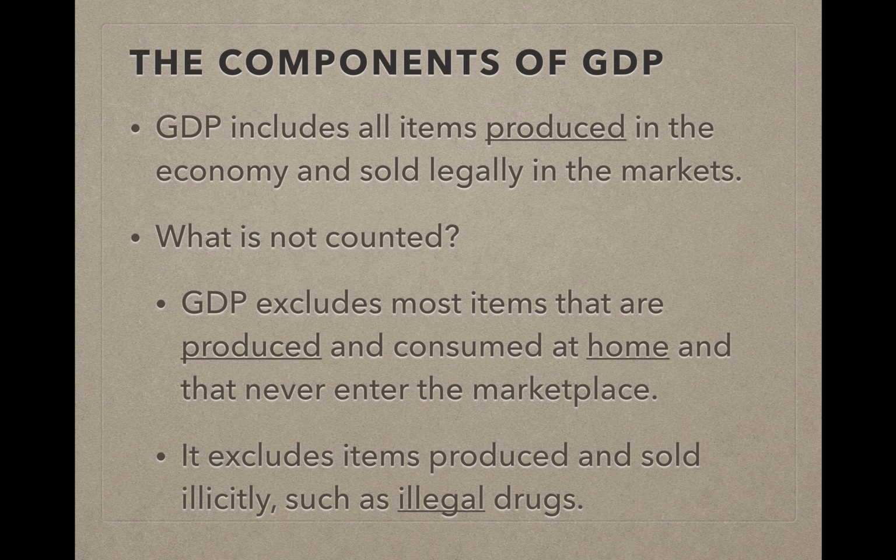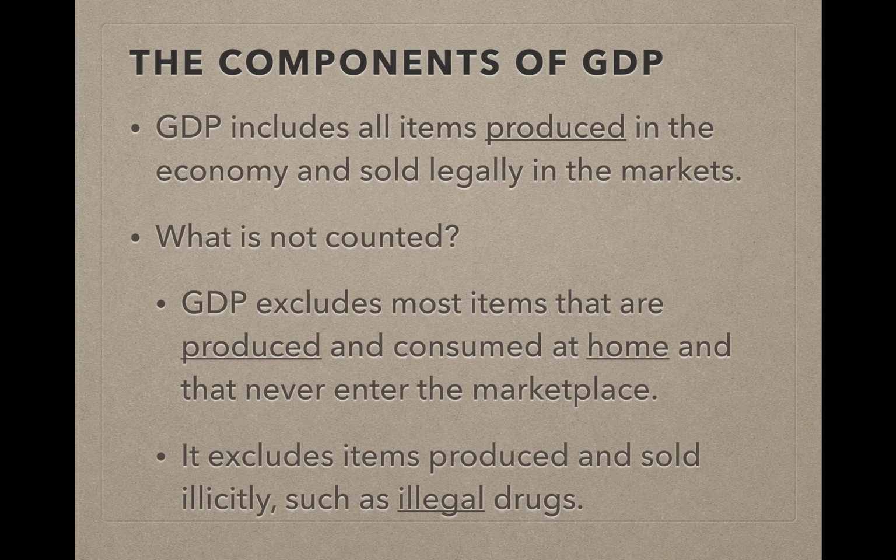As this says again, GDP includes all items produced in the economy and sold legally in the markets. So it has to be made here in the United States, and it has to be bought and sold legally, which means there are some things that are not counted in GDP. Things that are produced at home and consumed at home never enter the marketplace, so those are not counted in GDP. If you change your own oil and provide that service for yourself, that is not included in the GDP. If you bake a cake and then eat that cake, it is not included in the GDP. It has to be produced and sold in a market somewhere in order to be counted as part of GDP.